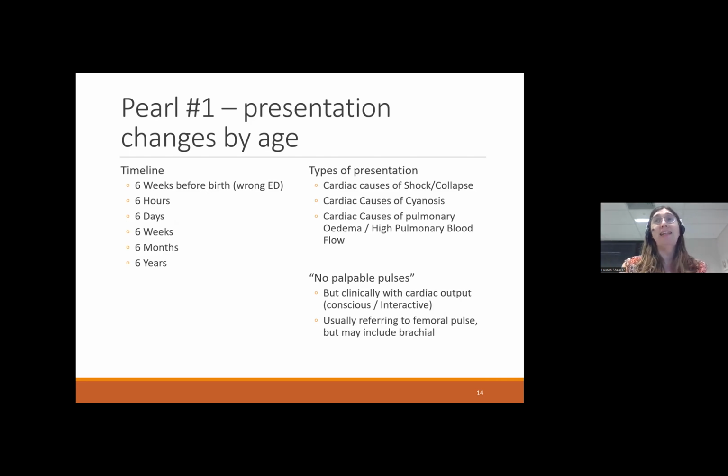Now, I will occasionally mention no palpable pulses, and I just want to be very clear here. I'm talking about that as literally not being able to feel pulses, but actually in a child with cardiac output, so clear signs of life.